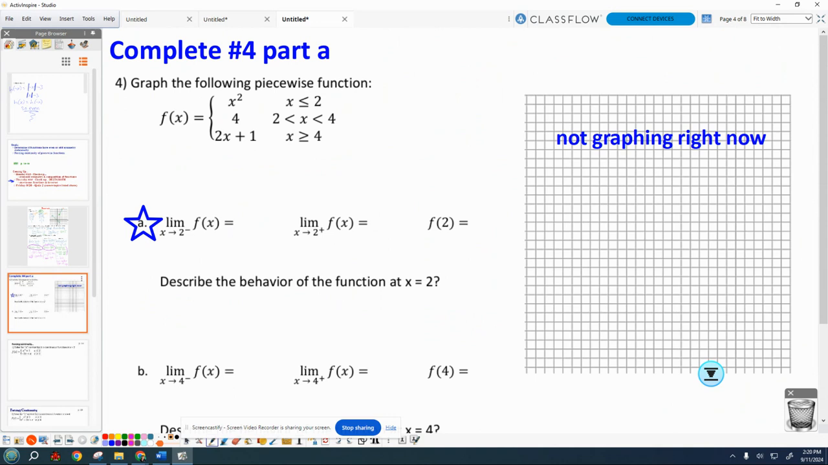Without graphing, can you guys do those limits quickly? I'm going to set a timer for like 2 minutes. Probably not. Give it a go. 2 minutes.